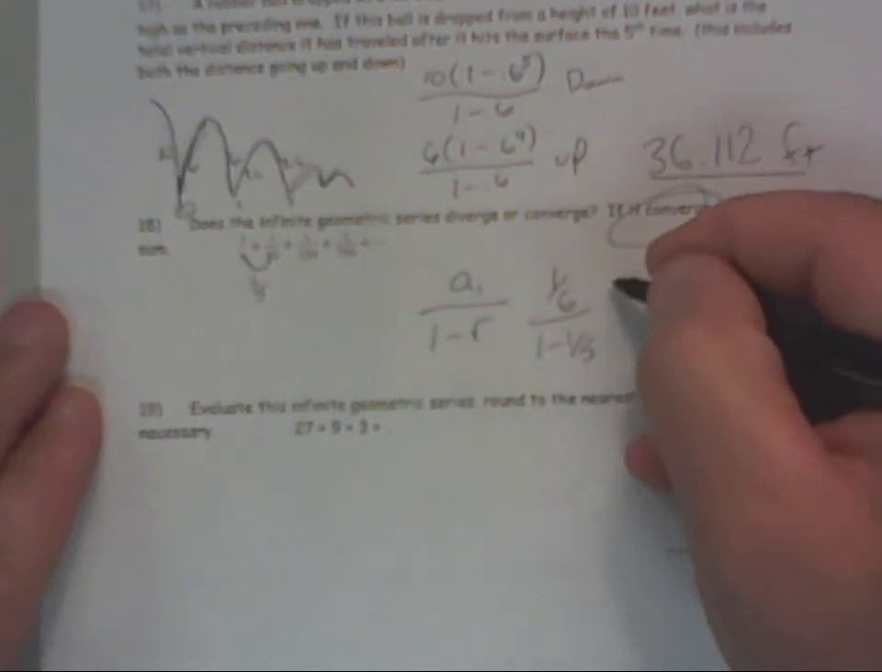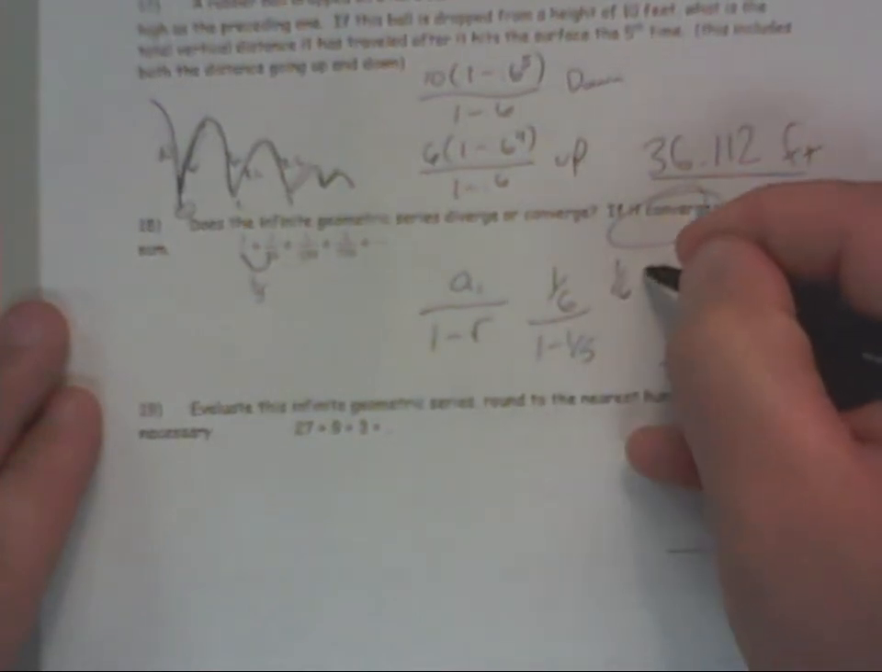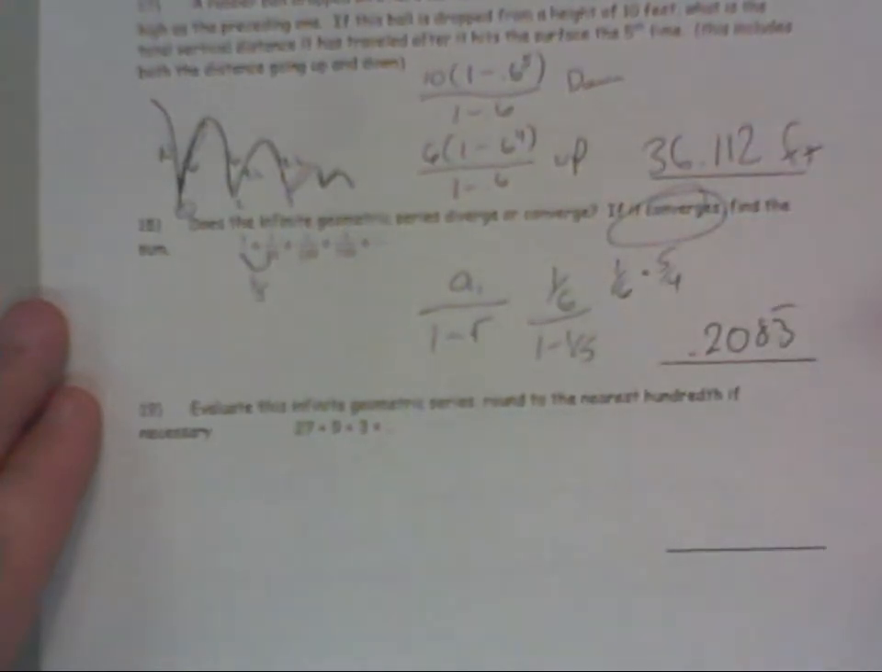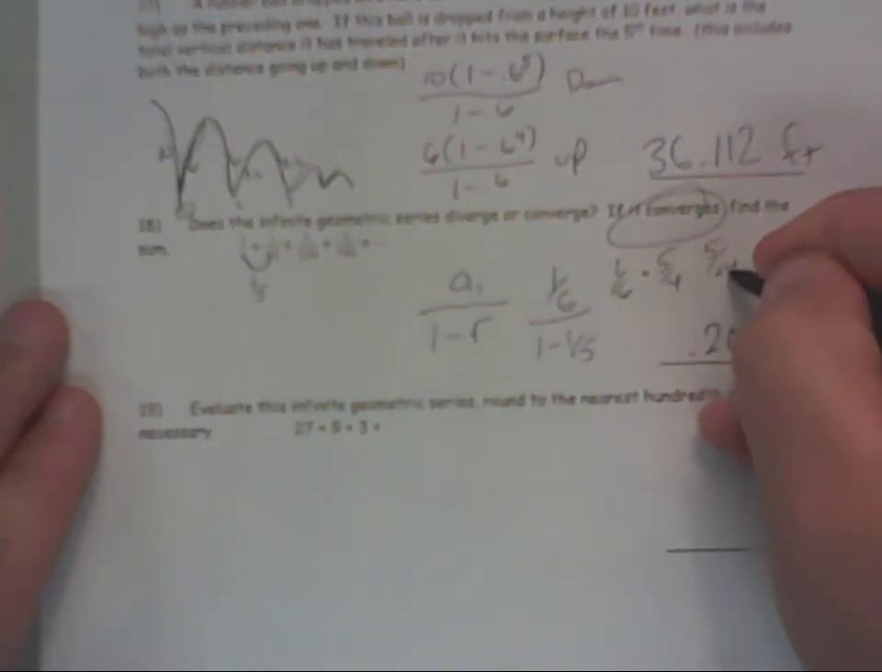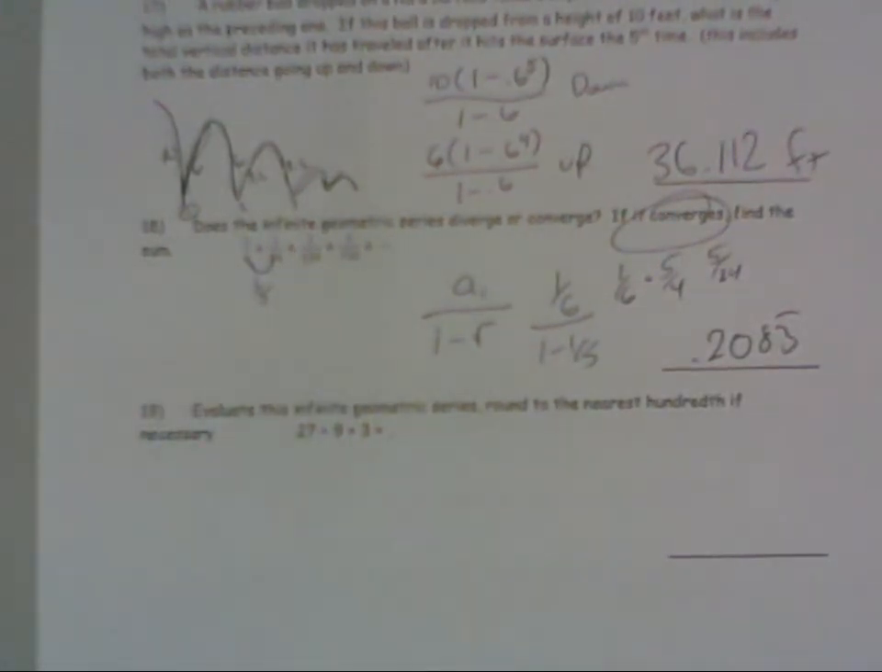By the way, 1 minus 1/5 is 4/5. So we're taking 1/6 divided by 4/5, which is the same thing as multiplying by 5/4. And so some people just wrote it down as 5 over 24, which is fine.